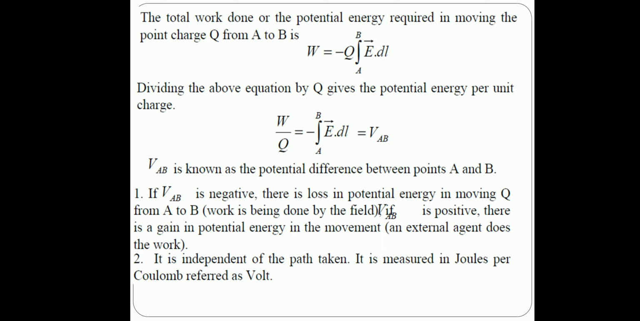If VAB is negative, there is a loss in potential energy in moving Q from A to B. That is, work is being done by the field. If VAB is positive, there is a gain in potential energy in the movement, and an external agent does the work. It is independent of the path taken. That is the next property. It is measured in joules per coulomb, referred to as volt. So we know the unit of potential: it is volt, or joules per coulomb.